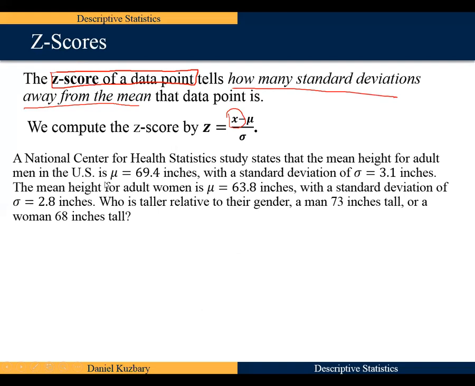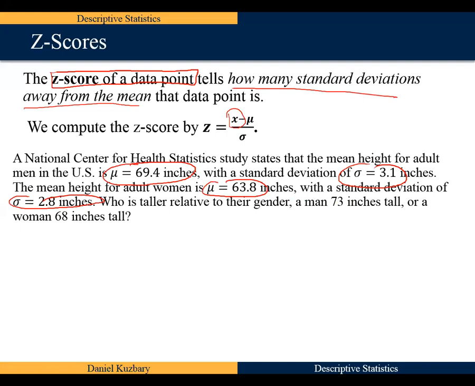Okay, so let's answer this problem. We need the mean and the standard deviation to find a z-score. So here's some data for the population mean of men's heights. There's the population standard deviation of men's heights. Then we have the mean height for women, and the standard deviation of the height for women. When we do that, we can find the z-scores for each number.